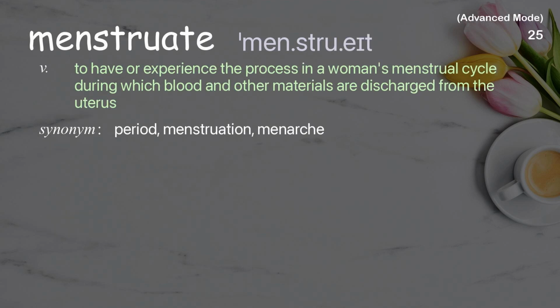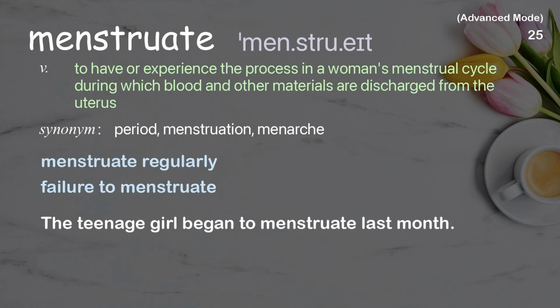Menstruate. To have or experience the process in a woman's menstrual cycle, during which blood and other materials are discharged from the uterus. Examples: Menstruate regularly. Failure to menstruate. The teenage girl began to menstruate last month.